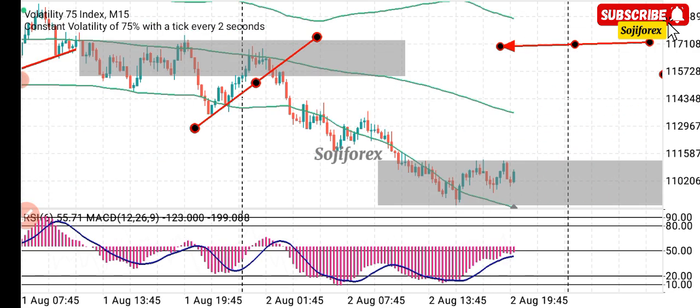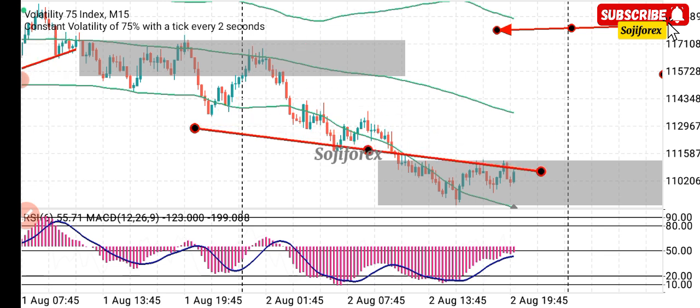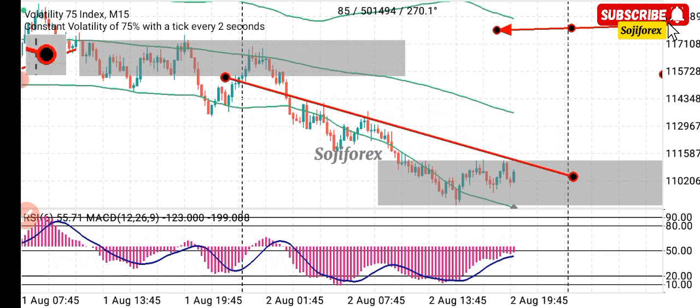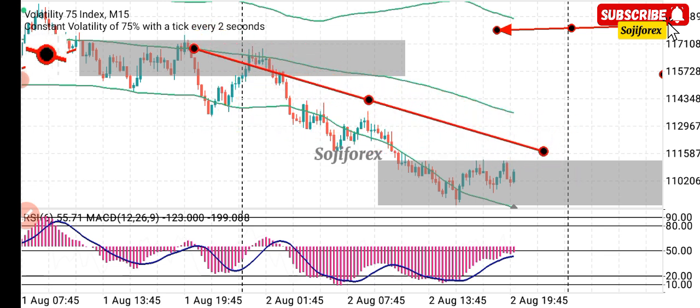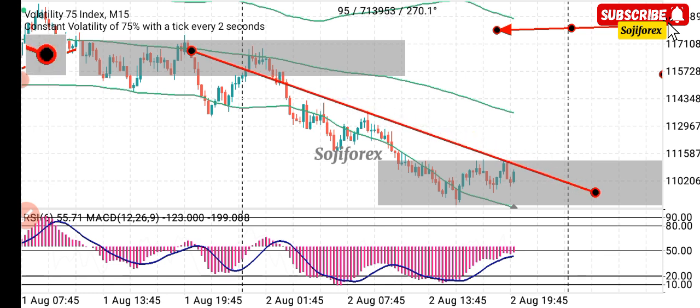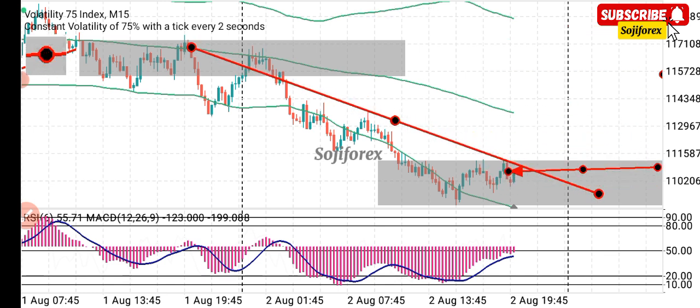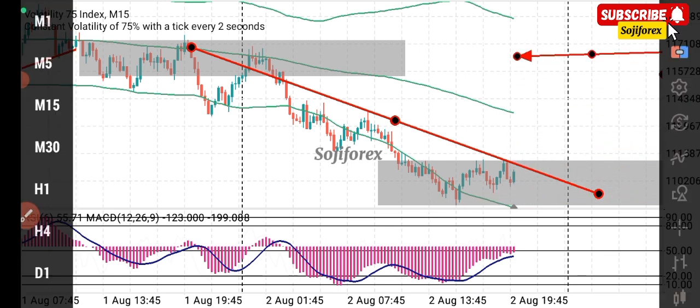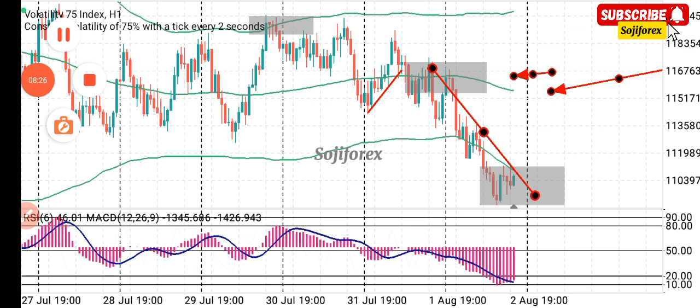So I'll go back to my 15-minute time frame, and here now price is here. So what do? Pick up my trend line and I mark my zone. So here is my trend line. I'll be waiting for price to break my trend line. Once price breaks this trend line, I'll be making my entry, and my stop loss is below that zone.